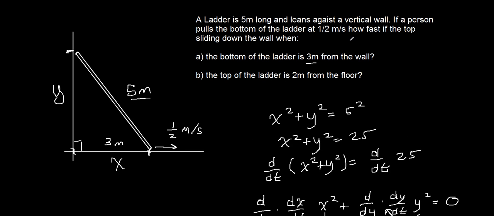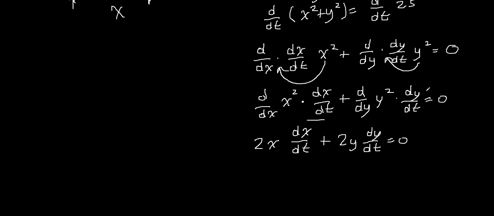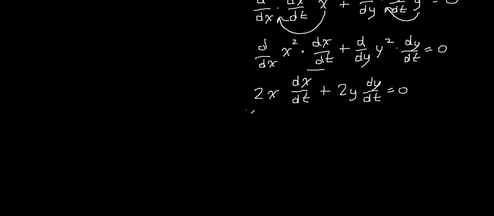Now, what are you actually trying to solve for? You want to know how fast the top is sliding down the wall. The top, this distance over here, is y. So the speed at which this is going down is a change in y over a change in time, or dy over dt. So you're looking for this quantity right here. Let's isolate that by bringing this term to the other side.